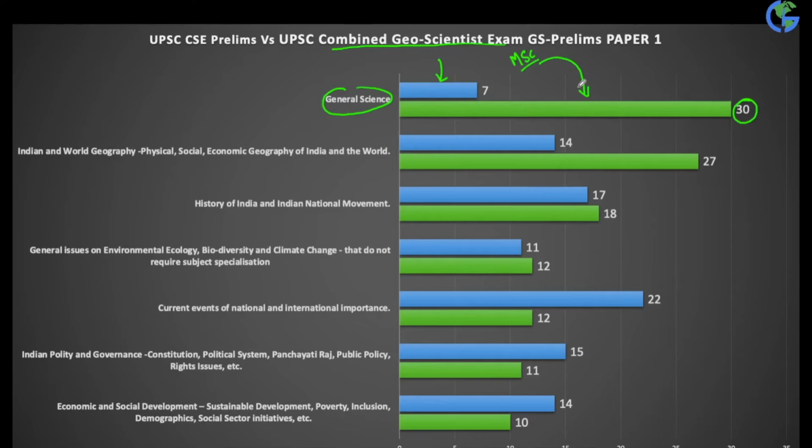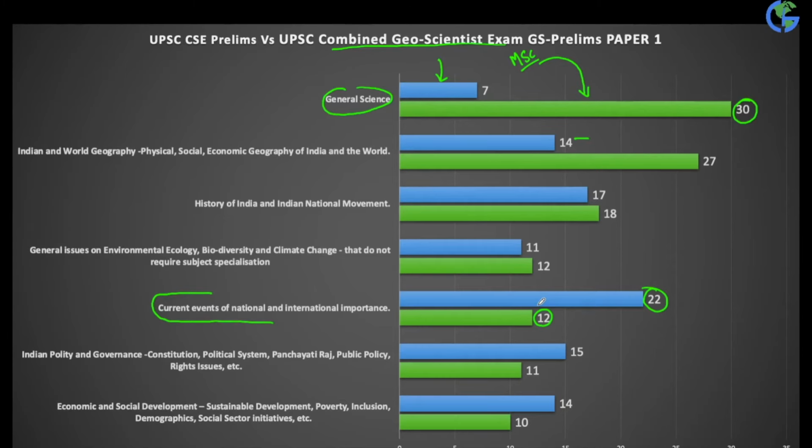So you see the difference is there in geography also. And the huge difference you can see here is current events, which is a major part of the civil services prelims, with 22 questions, and there are only 12 questions in this Geo-Scientist prelims. So for students who are preparing for, let's say, the civil services examination, the prelims standard is not the same. There is a lot of difference, right?